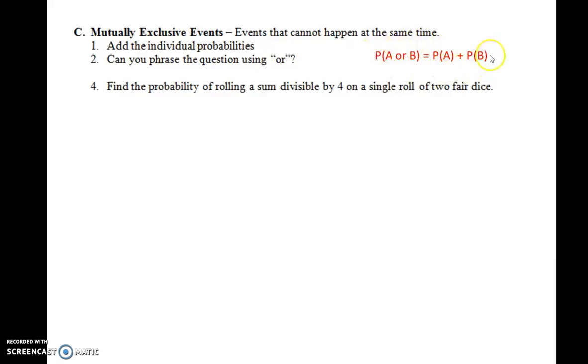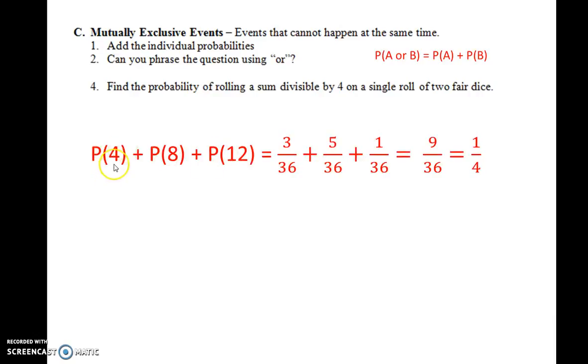So again, I would probably write down this part that's in red right here. The question is, find the probability of rolling a sum divisible by 4 on a single roll of 2 fair dice. So you have to be able to divide the sum by 4. If you think about it, it could be a 4, it could be an 8, or it could be a 12. So what's the probability that we could get a 4, or an 8, or a 12? That's a sign that we're going to be adding.